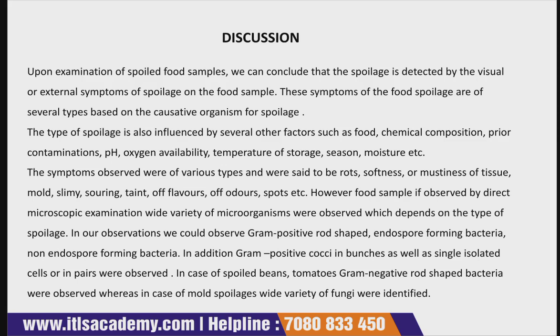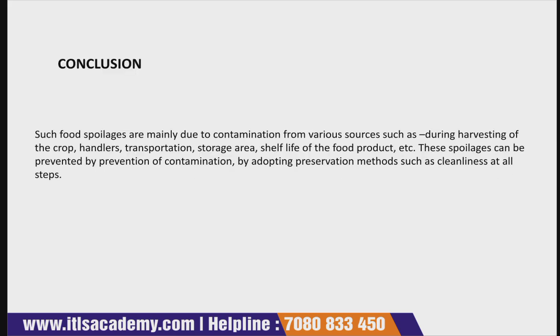So, in our observation table, we could observe gram positive rod shaped endospore forming bacteria and non endospore forming bacteria. In addition, gram positive cocci in bunches, as well as single isolated cells or pairs, were observed. In the case of spoiled beans and tomatoes, gram negative rod shaped bacteria were observed, and in the case of mold spoilage a wide variety of fungi were identified. So now that comes to the end of the lecture, and let us understand the conclusion part.